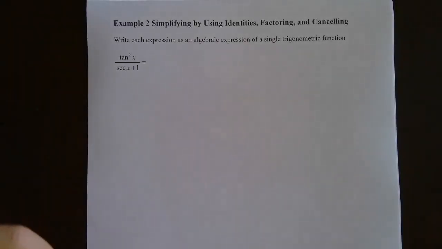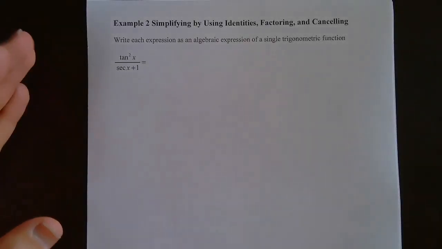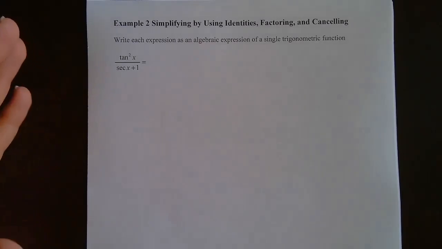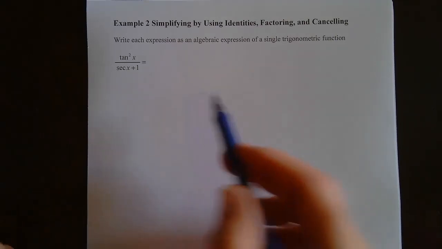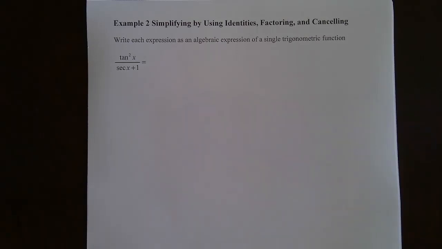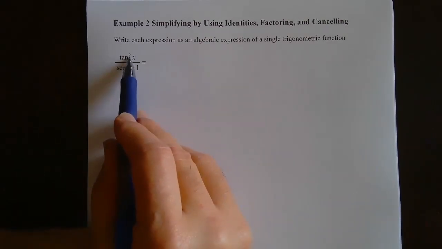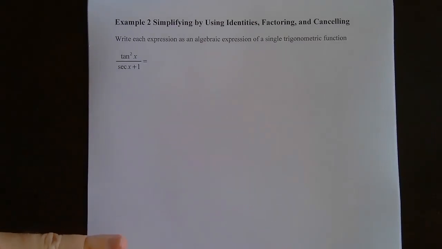Okay, so for this next example, I want to be able to simplify using identities, and then we're going to use factoring and canceling. Okay. So a lot of this factoring and canceling that we've done in previous units that weren't with trig functions is going to play into here. Okay. All right, so we want to write each expression as an algebraic expression of a single trig function. Okay, so this is just going to be a trig function. Okay. All right, now whenever you see a squared trig function, you should be thinking Pythagorean theorem, or not Pythagorean theorem, Pythagorean identity. I said the wrong thing. Okay, you should be thinking Pythagorean identity.